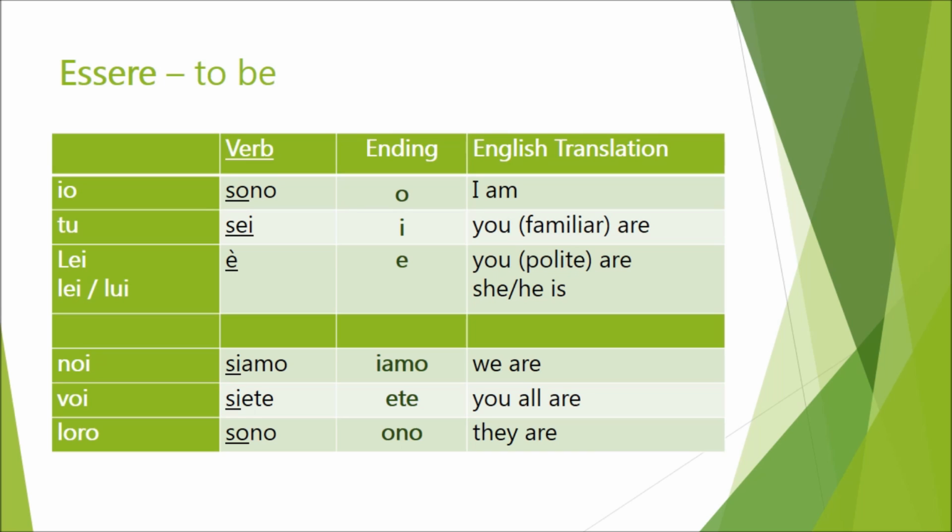Here is our conjugation. Let's go through it. Essere, to be. Io sono, I am. Tu sei, you, familiar, are. Lei, lei, lui è. You polite are. She, he is. Noi siamo. We are. Voi siete. You all are. Loro sono. They are.